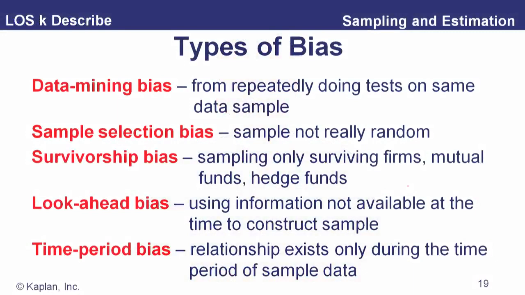And time period bias says, well, the relationship exists only during the time period of the sample data. So I had some data, I did a test, I found a very strong relationship that I thought I could exploit in security markets, but it turns out outside of that time period, the relationship didn't exist. So I've got time period bias.